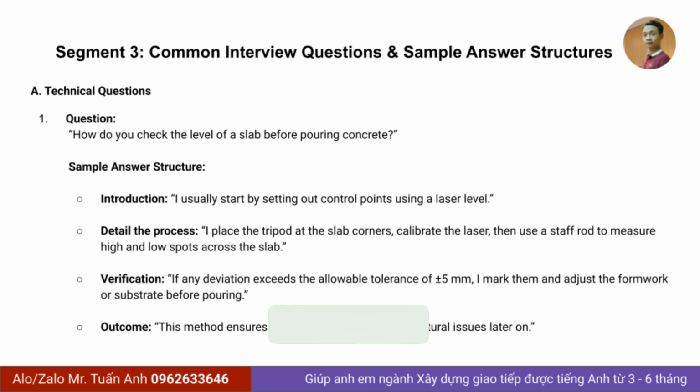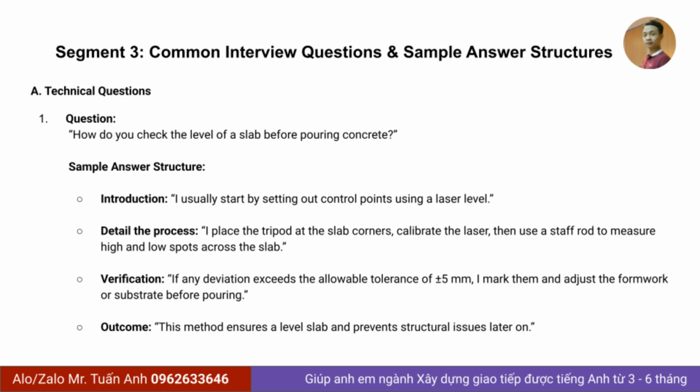Number 1 question. How do you check the level of a slab before pouring concrete? Sample answer structure. Introduction. I usually start by setting out control points using a laser level. Detail the process. I place the tripod at the slab corners, calibrate the laser, then use a staff rod to measure height and low spots across the slab.